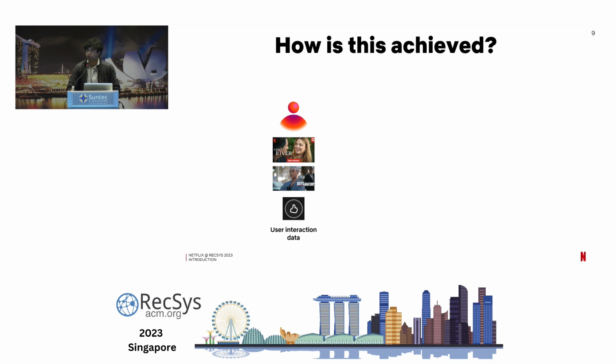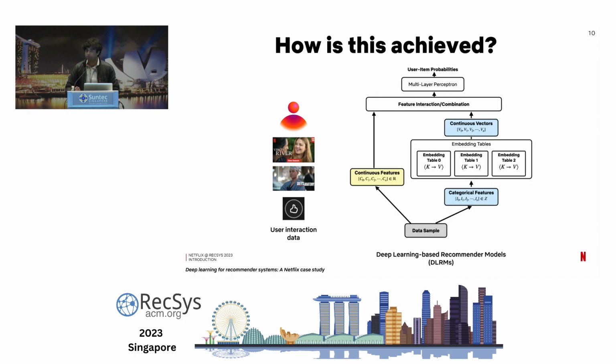Now, how do we achieve this level of personalization? It's a combination of two things. First, we have a large, rich corpus of data spanning user watch histories and interaction histories with our content. We combine this with a variety of models, all built around personalization and the user experience. And one common class of models that we use are DLRMs, or deep learning-based recommender models.